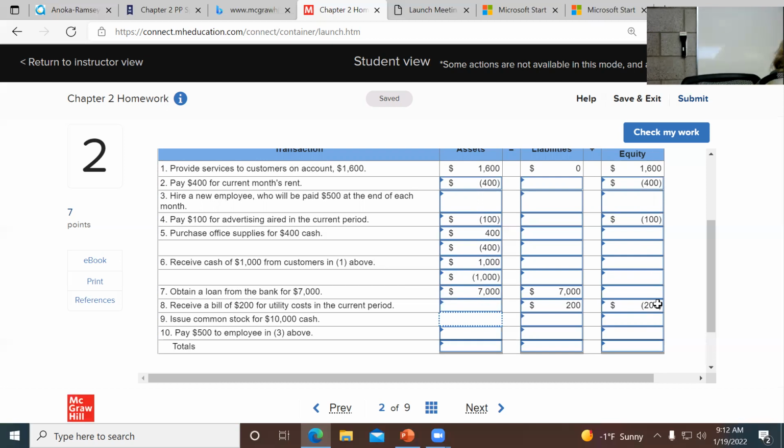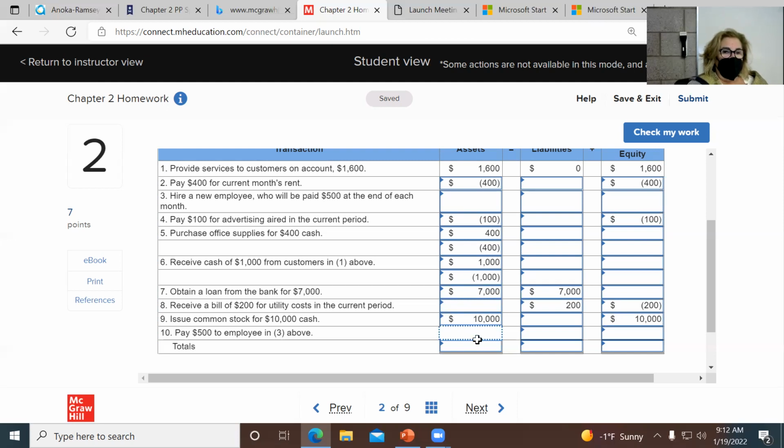Does that make sense? Issue common stock for 10,000 cash. What's happening here? Cash goes up 10,000. And what else goes up 10,000? Common stock.